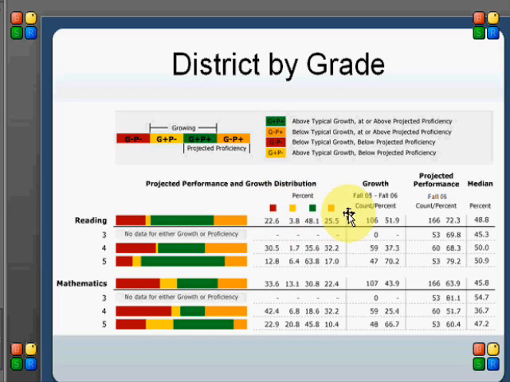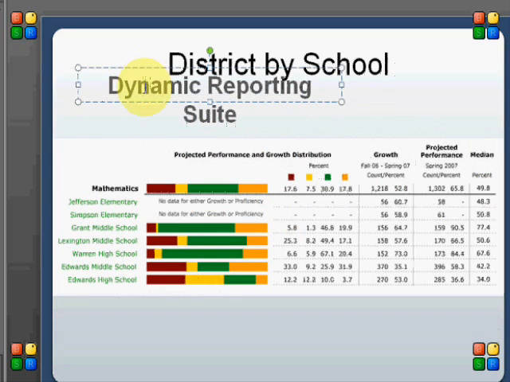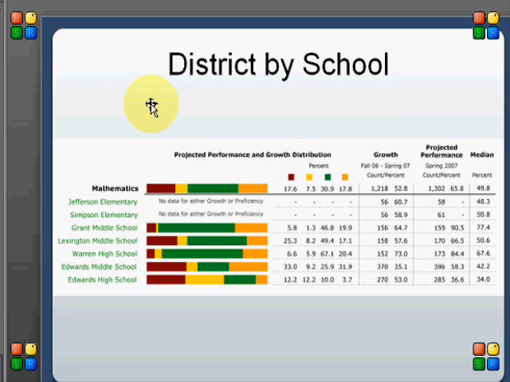and so on. Looking at growth from one year, looking at projected performance, you can make some claims about how your school is doing as a whole, whether or not things are progressing as they should, and so on. Another way that we can look at this is based on school profiles, and you look at this.